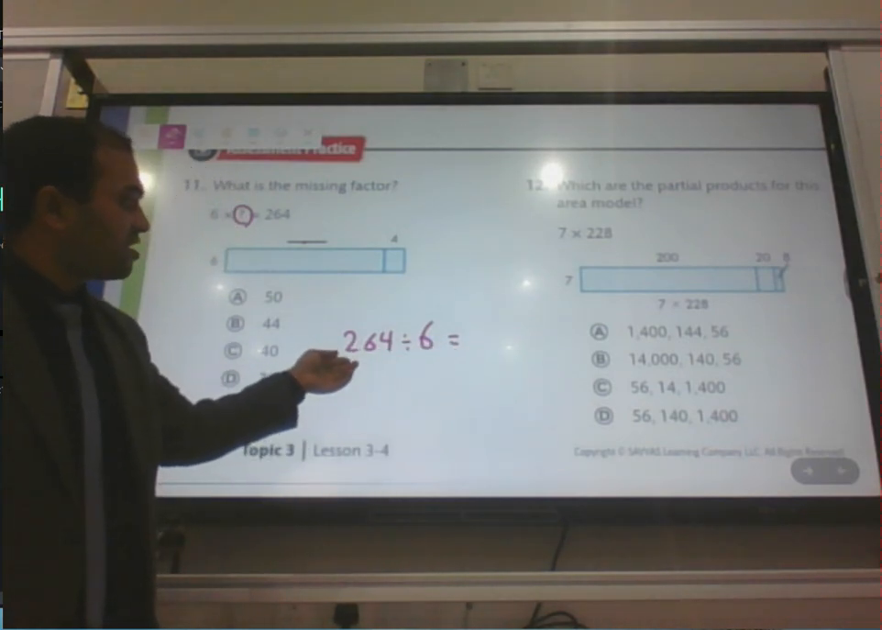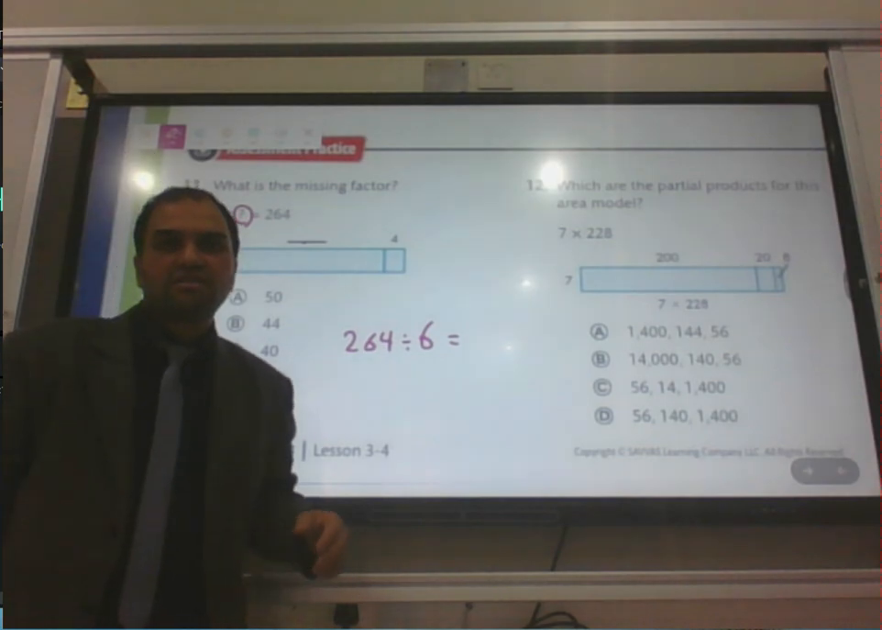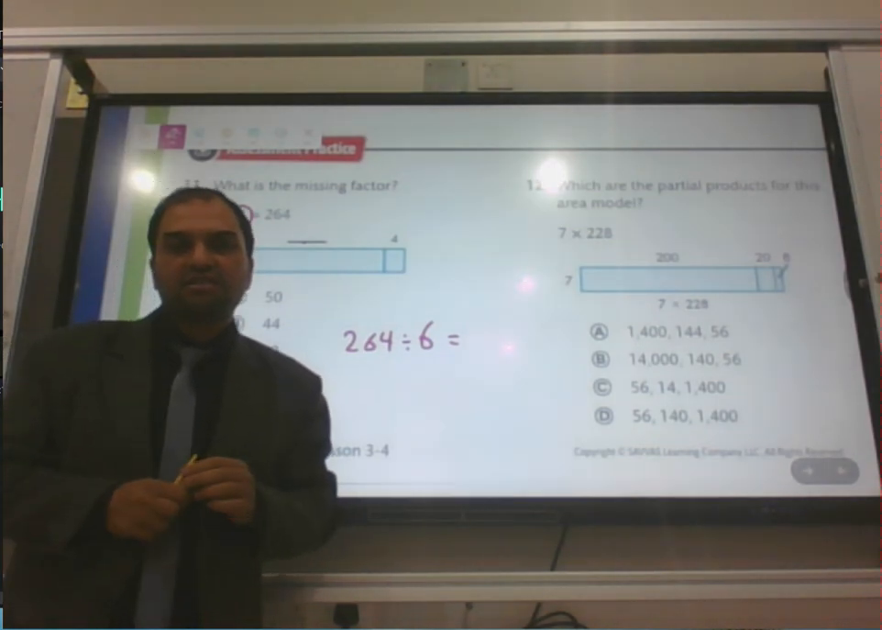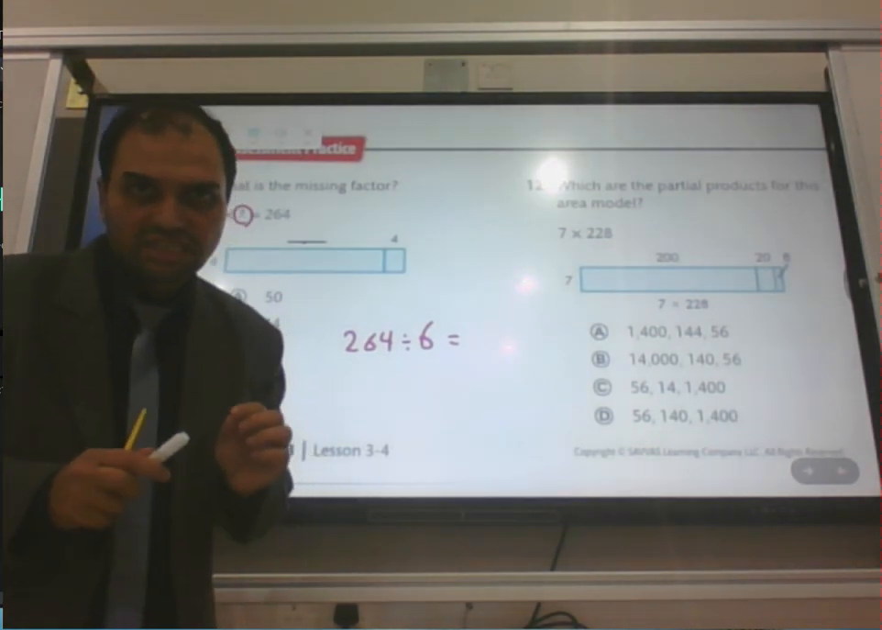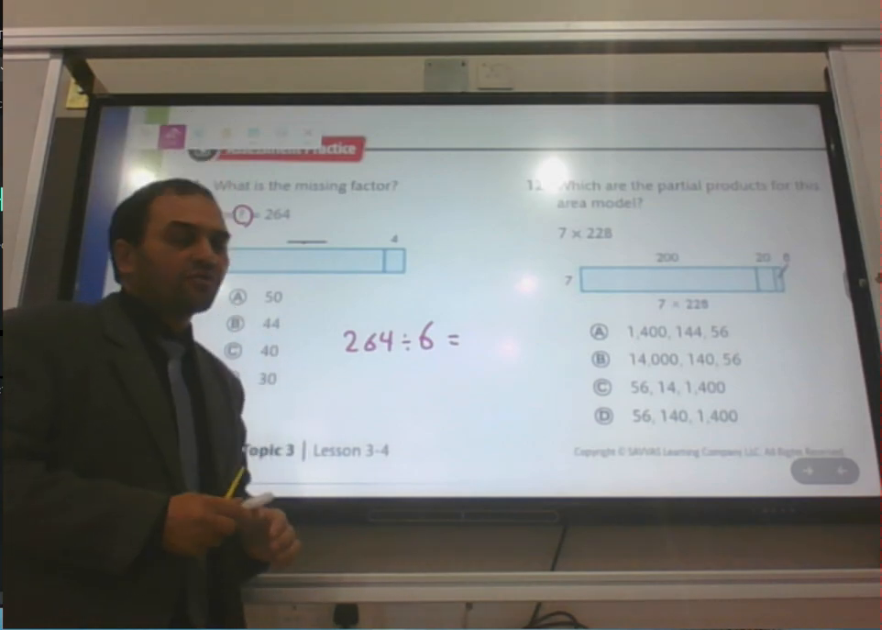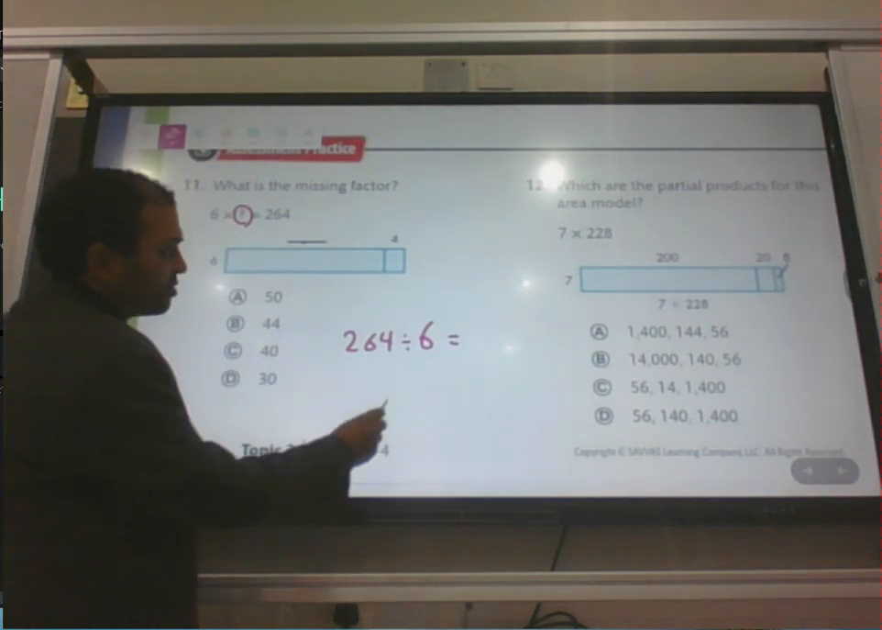Divide starting from the left-hand side. 2 divided by 6, we can't do it. Then 26 divided by 6. 6 times 4 equals 24. So it leads to 26. So you must write 4 here.